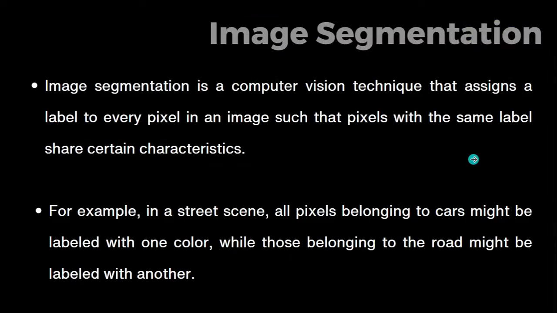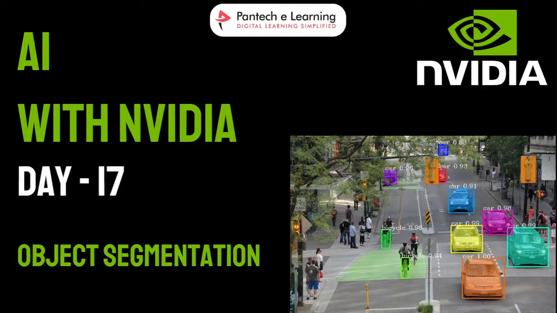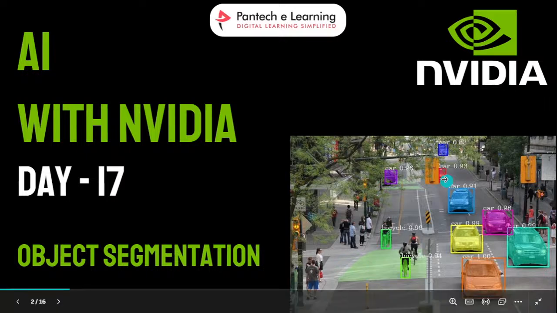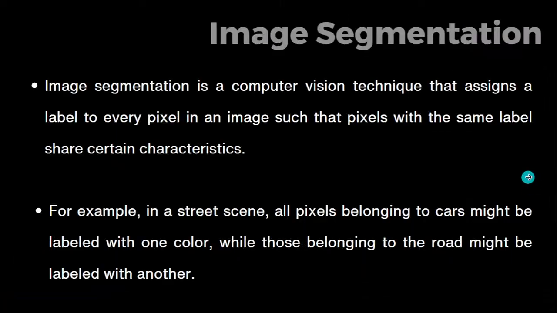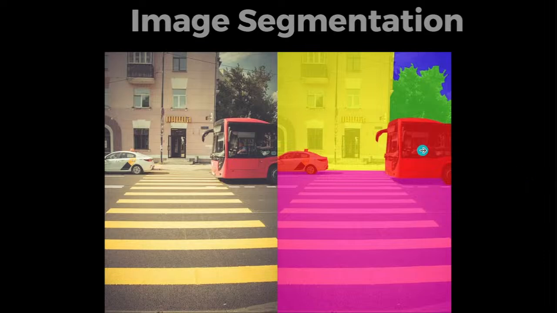So this is the task we are interested in: image segmentation, the topic of day 17. Image segmentation is a computer vision technique that assigns a label to every pixel in an image, such that pixels with the same label share certain characteristics. For example, in a street scene, all pixels belonging to a car might be labeled with one color, while those belonging to the road might be labeled with another color. So maybe the road can be given a single color, objects or cars or vehicles can be given another color, people can be given another color. Okay, so this is what we call image segmentation.